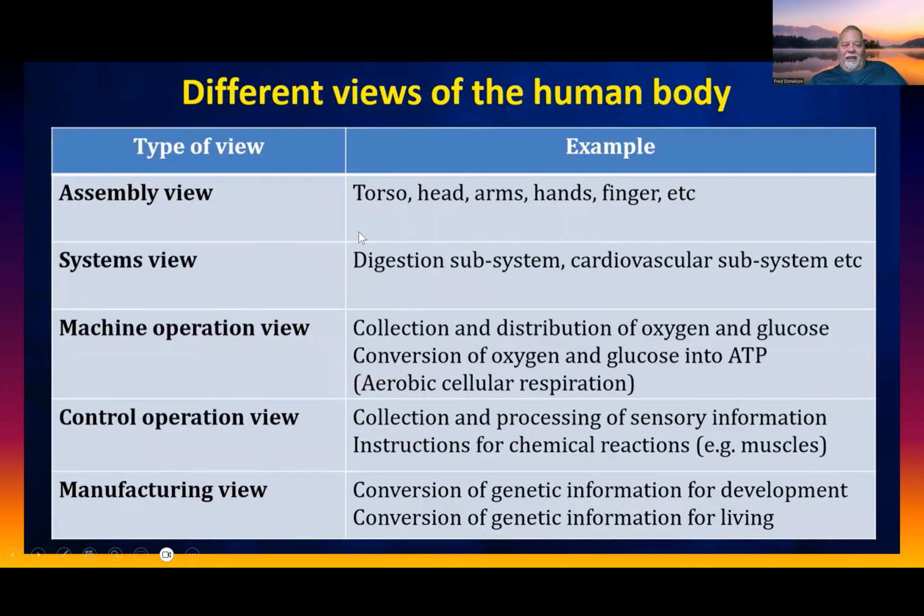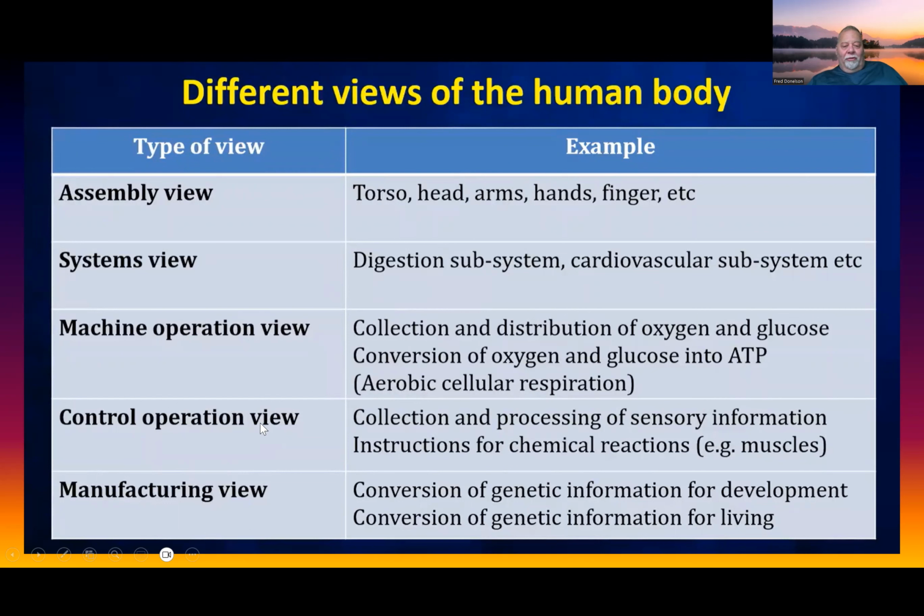for parts. You've got a systems view, where you have a digestive system, a cardiovascular system, and all kinds of things that we just mentioned. You've got a machine operation view, so you've got to collect and distribute oxygen and glucose in your body. You've got to convert oxygen and glucose into ATP, and there are lots of other systems here as well, getting rid of the CO2 out of your body and things like that. So you have this whole machine operation view, that's kind of the fuel part of it.